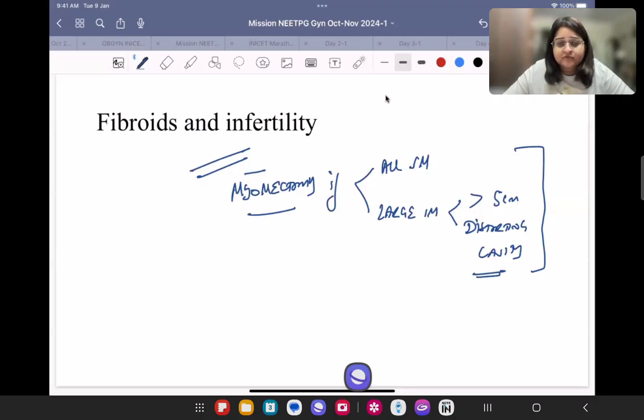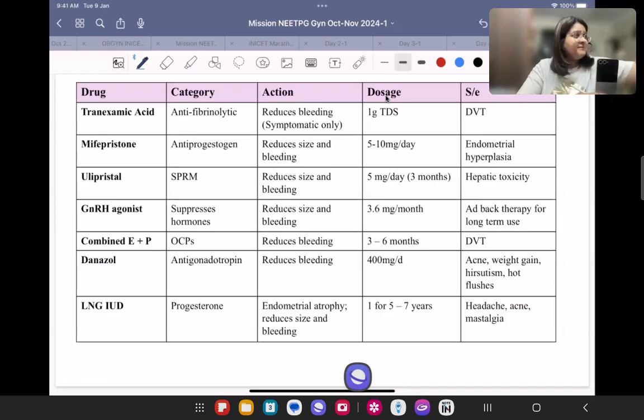You have to remove them if she has infertility and she has been diagnosed with a submucosal fibroid, or she has a large intramural fibroid which is either more than 5 centimeters or which is distorting the cavity. Okay. Now coming to medical management.